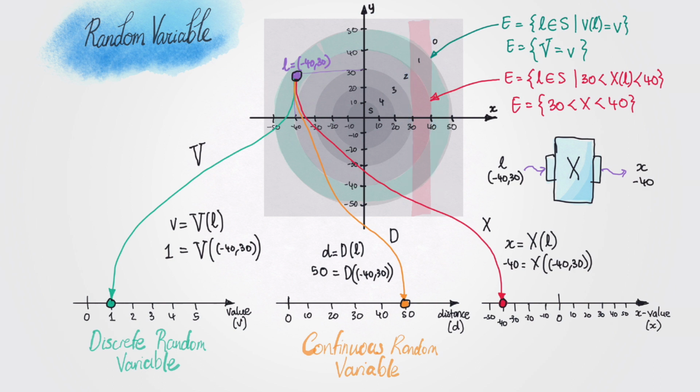So in summary, a random variable is really just a function that takes any element of your sample space and gives you back a real number.